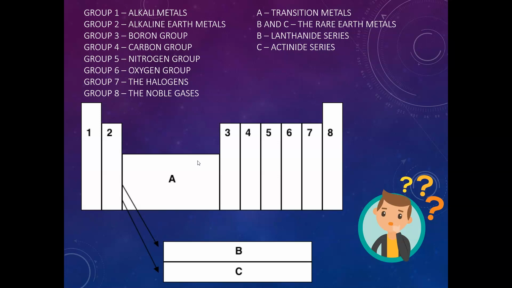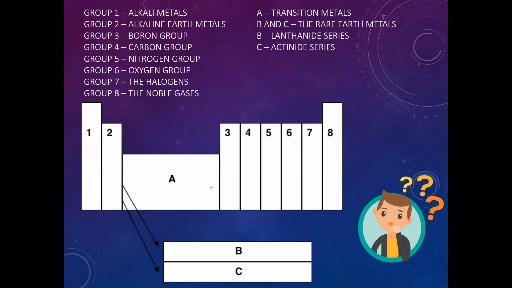So group 1, except for hydrogen, is what we refer to as the alkali metals. Group 2, alkaline earth metals. Group 3, the boron group. 4 is the carbon group. 5 is the nitrogen group. 6 is the oxygen group. 7 is the halogens. 8 is our noble gases.